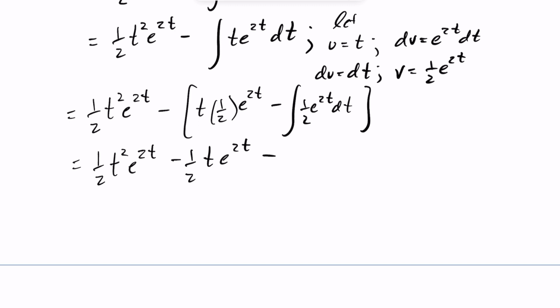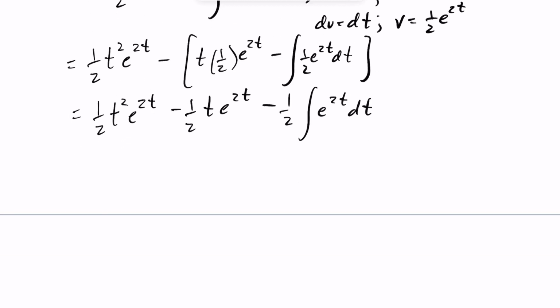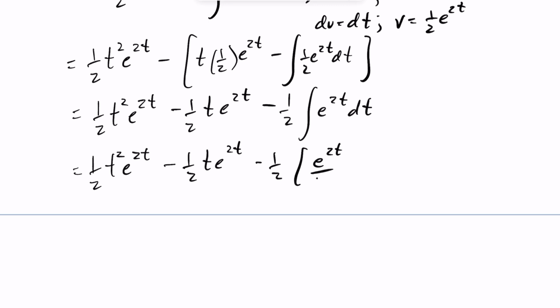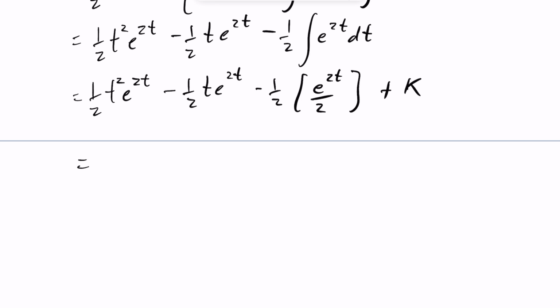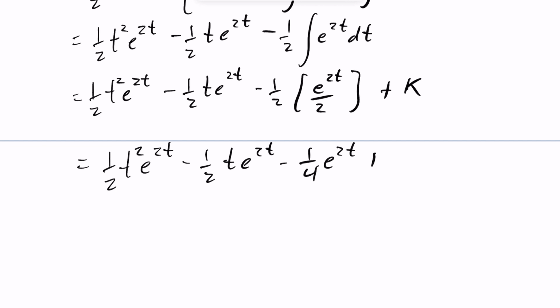minus the 1/2 can pop out, and we're really just taking the integral of e to the 2t dt, and we can finish that off here, taking that integral and adding a constant term. The integral of e to the 2t will just be e to the 2t itself over 2, and then I can add a factor of k. So finishing this off here, we get 1/2 t squared e to the 2t minus 1/2 t e to the 2t minus 1/4 e to the 2t plus k.